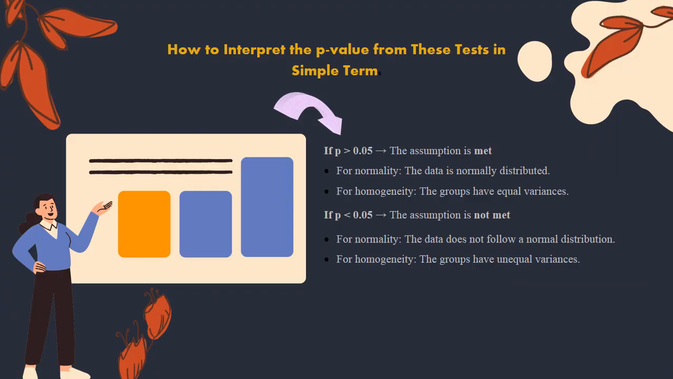How do we interpret the p-value from this test in simple terms? If the p-value is more than 0.05, the assumption is met. For normality, the data is normally distributed. For homogeneity, the groups have equal variances. But if the p-value is less than 0.05, the assumption is not met. For normality, the data does not follow a normal distribution, and for homogeneity, the groups have unequal variances.